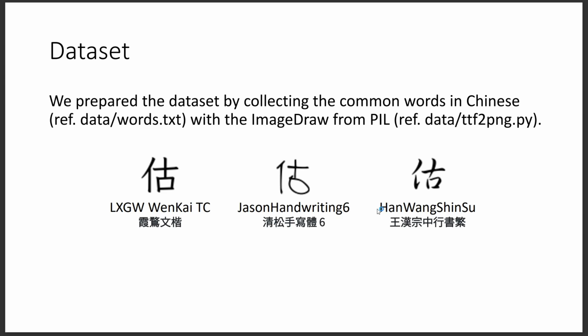Now, we get our dataset from images drawn with PIL. We collect commonly seen Chinese characters in the dataset, which look like this in the picture. The fonts are called 霞雾文楷 in the first picture, 轻松手写体 in the second picture, and 王汉中中行书法 in the third picture.